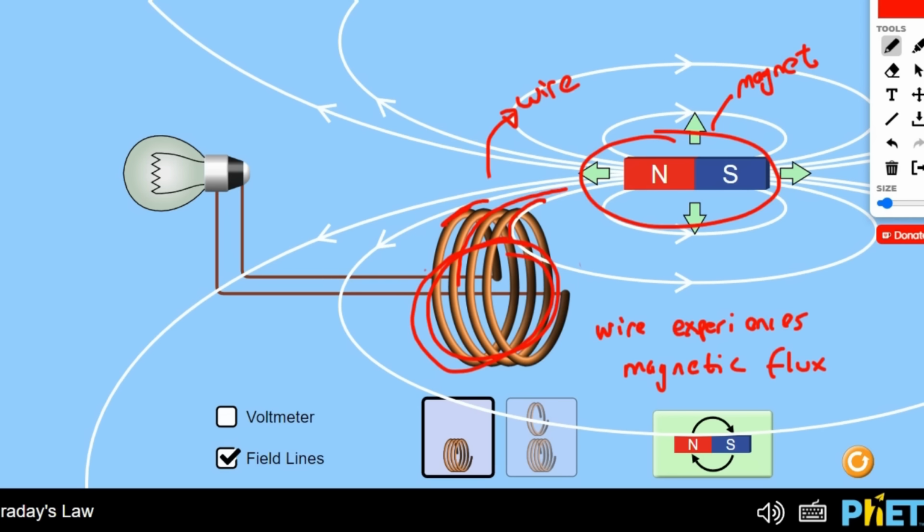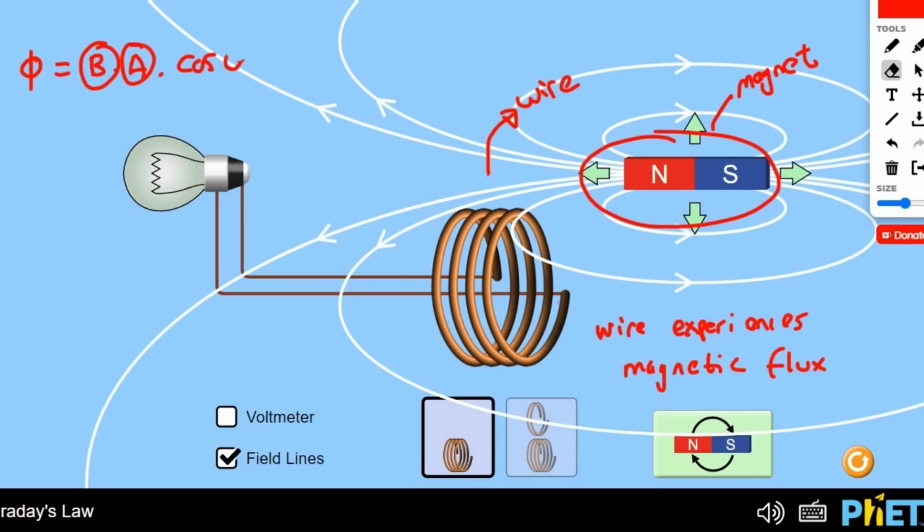Now, you're not going to be asked about doing calculations in grade 12 on this section, but in grade 11, we learned that to calculate magnetic flux, it goes B, A, and then cos theta. Just quickly, B is the strength of the magnet, how strong the magnet is. A is the area of the wire, the loop. So this is the area, that area over there.